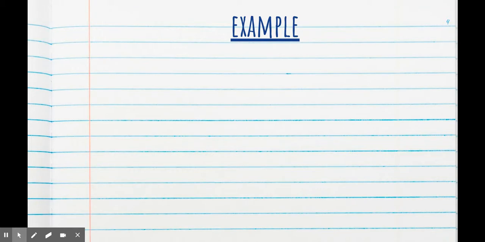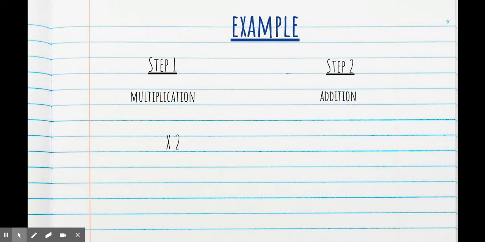Let me show you an example of what I'm talking about. My first step is I need to choose between multiplication or division. I'm going to choose multiplication. And I need to choose a multiplication step. So I'm going to do times 2. Okay? And then I need to choose for my second step either addition or subtraction. So I'm going to choose addition. And I need to have an addition step as well. So I'm going to choose plus 3.